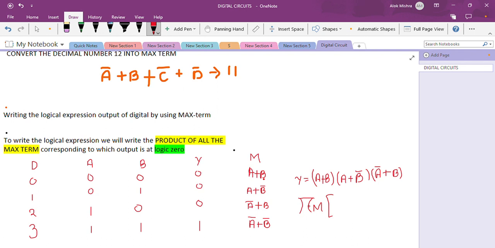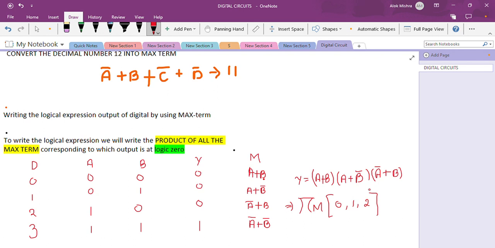This is the symbolic representation of that maxterm. You have to make a symbol like a pi, and the notation is capital M, and you have to write all the values here, like here 0, 1, and 2. So the examiner will directly give you an expression like this, and you have to understand that the examiner is talking about A plus B bar and A bar plus B in that case.